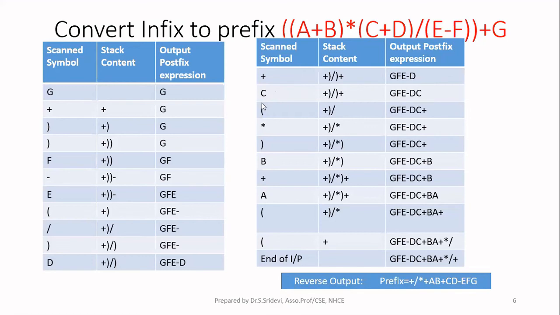And the next symbol you are scanning is open parenthesis. When you have open parenthesis, pop everything till you encounter one close parenthesis. So first here I have plus. I am popping and writing at the output. Then I have close parenthesis. Pop the close parenthesis, but don't write at the output. Now we have popped up to this.